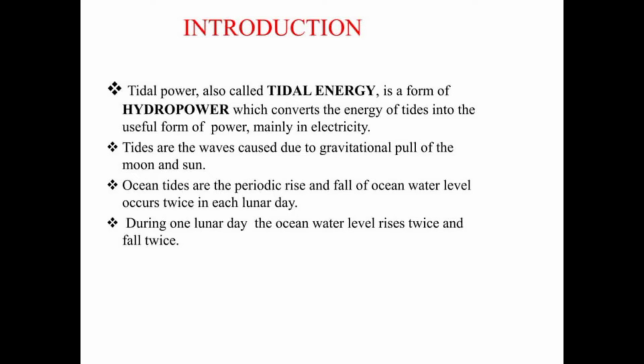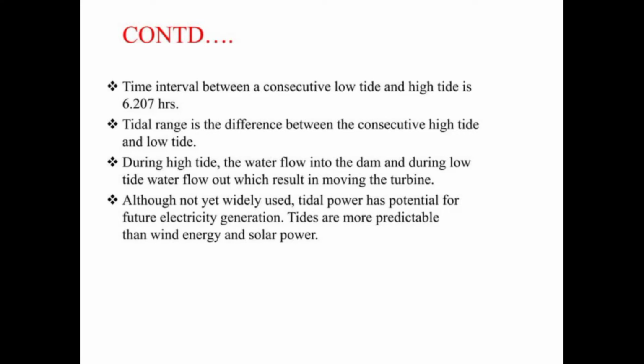Ocean tides are the periodic rise and fall of ocean water level that occurs twice in each lunar day. During one lunar day, the ocean water level rises twice and falls twice. The time interval between a consecutive low and high tide is 6.207 hours. The tidal range is the difference between the consecutive high tides and low tides.